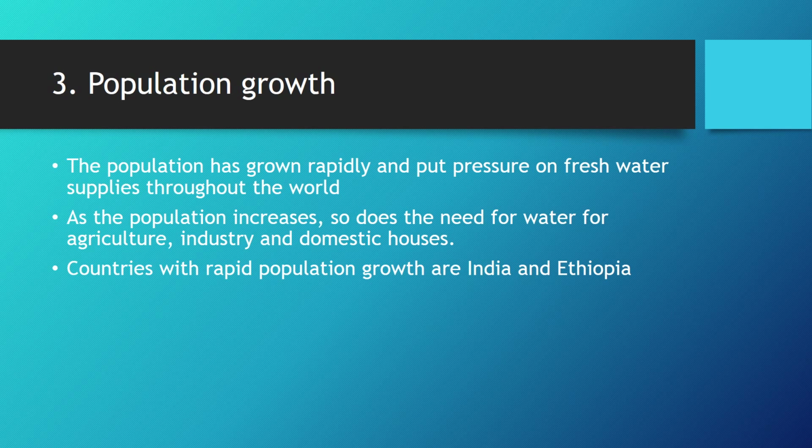The third reason that we say that water is scarce is because of population growth. And again, we've had a look at population. When you have rapid growth in population, there's pressure on fresh water because people need more water, and they also need more food, which needs water to grow. So you're needing more water for agriculture, as I just said, growing food, also for industries and for domestic houses. Some of the countries with rapid population growth are India and Ethiopia. And remember, we had a look at that population chart where you can see real-time population growth.